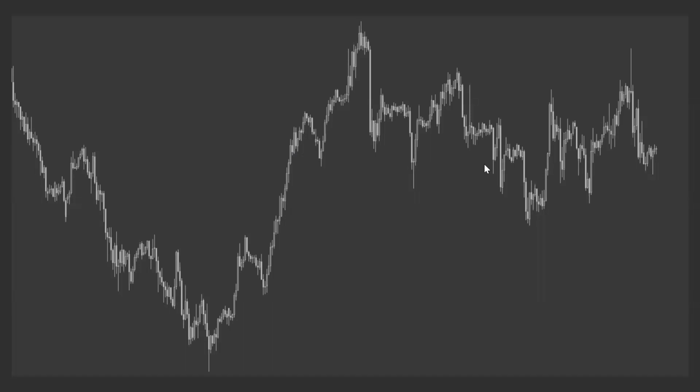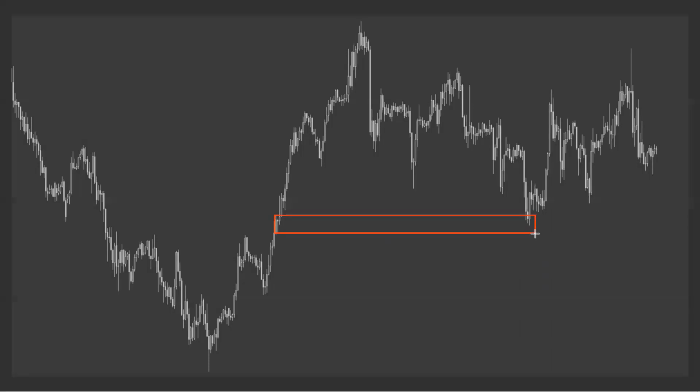And this is what happened next. So you can see that the entry was perfect, but the target was a little off. I think price stalled down here. So yeah, I hope you managed the trade.